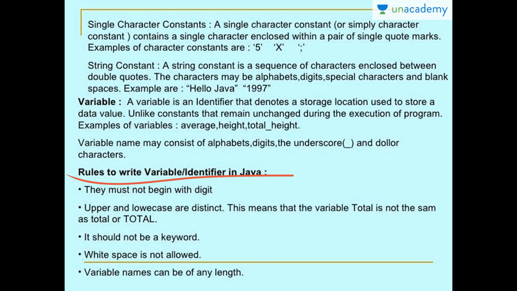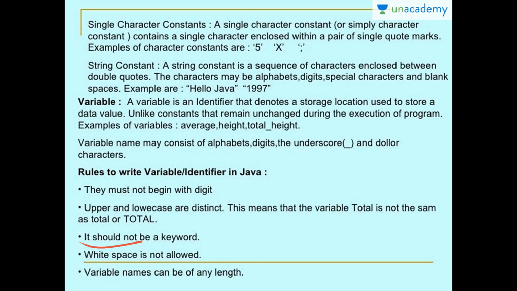Now rules to write a variable, or you can say identifier, in Java. First, they must not begin with a digit. Then as you know, it is a case sensitive language. Lowercase and uppercase are distinct, they are different. If you write small a and capital A, they are both different. That means the variable total written in lowercase and total written in uppercase are totally different. You can't say that they both are the same.